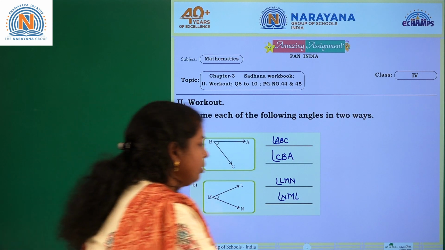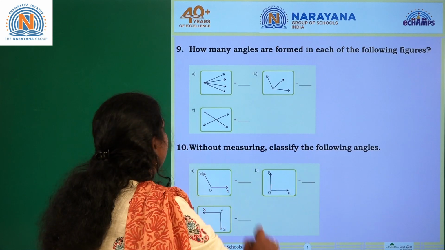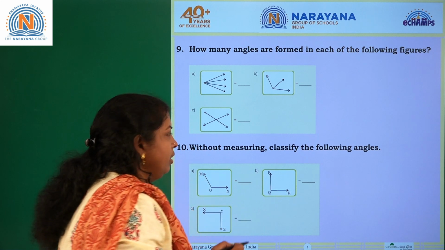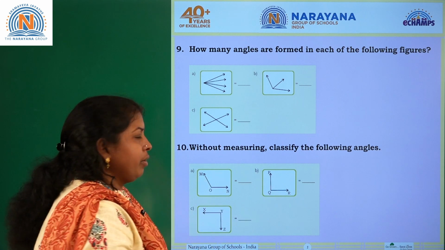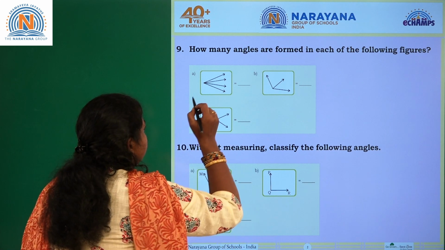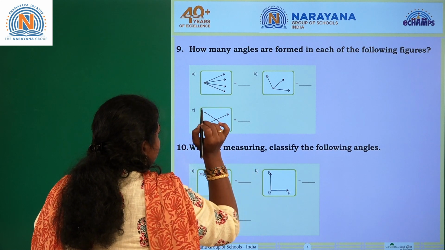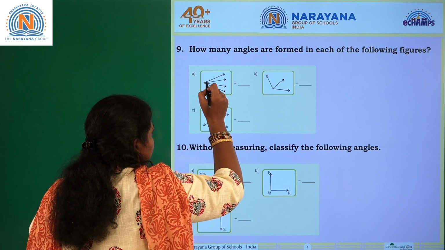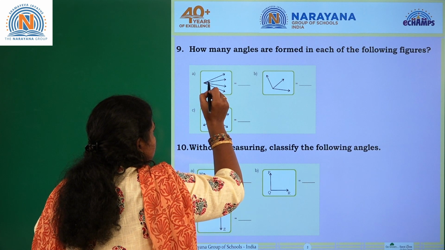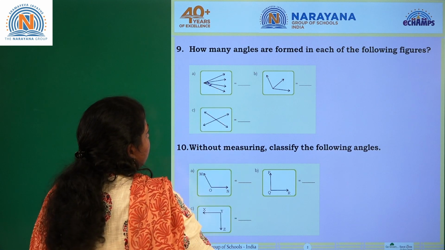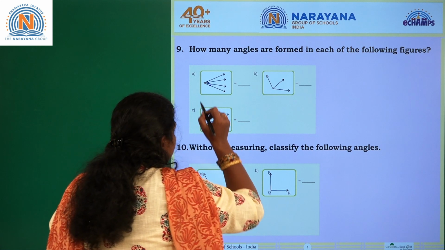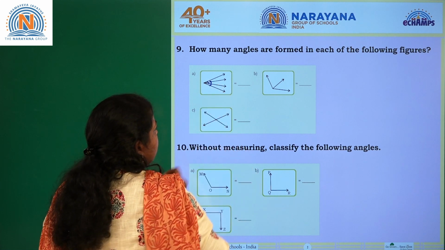Right? Let us move to the next question. How many angles are formed in each of the following figures? Okay. Let's count the number of angles that can be formed in these figures. In the first figure, children observe carefully. Here I can form one angle and one more angle between these two and another angle between these two. So, total till here I have formed three angles.